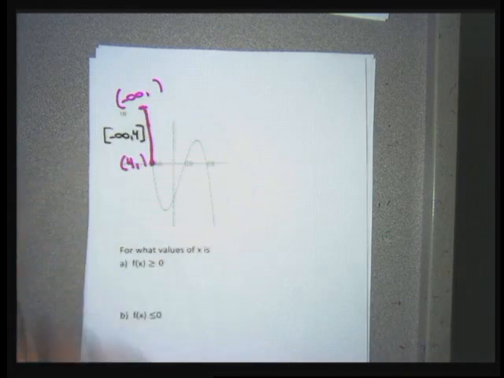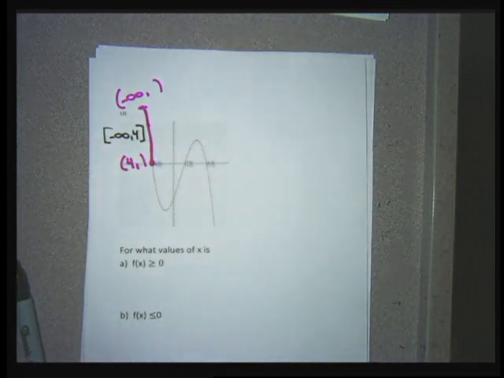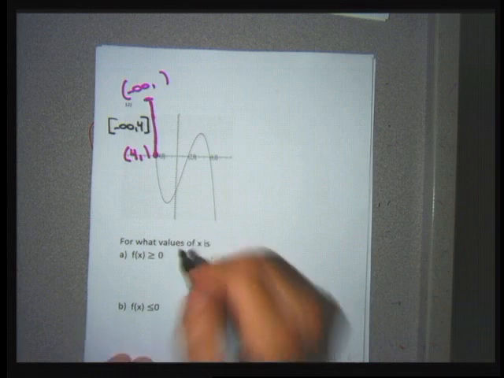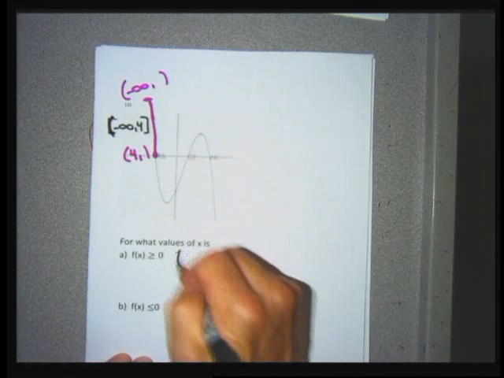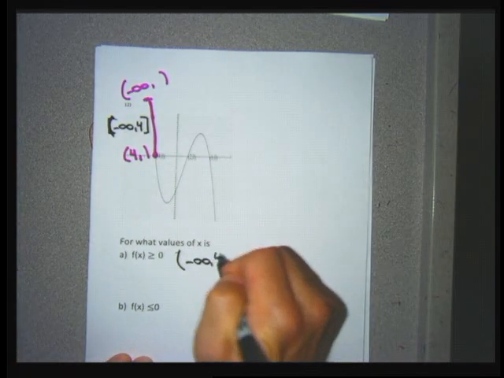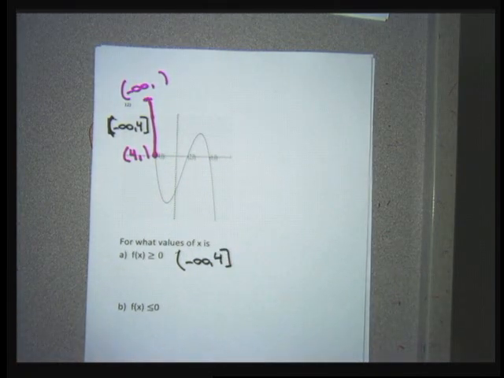Infinities always get round brackets because of the or equal to. The 4 gets a square bracket. Because that region's above the x-axis, I'm going to put that region, that should be a round bracket on the infinity, I'm going to put that region, -infinity to 4, in part A.